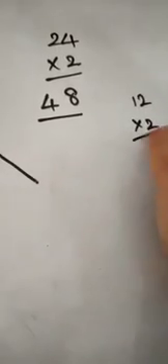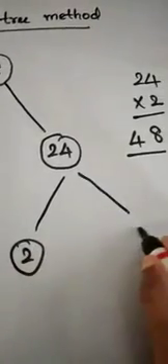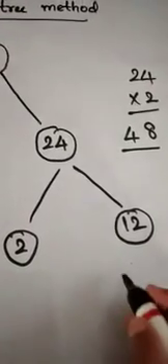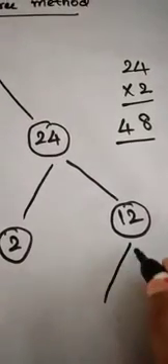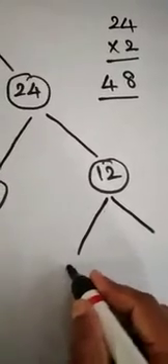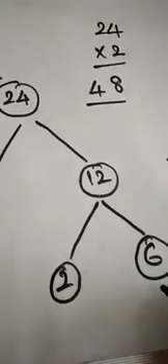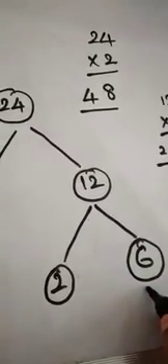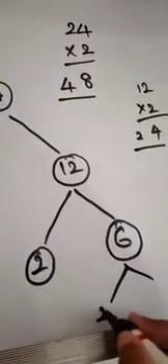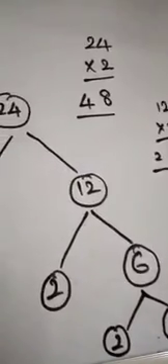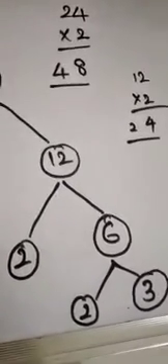12 2s are 24. See here, 2 2s are 4, 2 1s are 2, so 2 12s are 24. Next, 12: in which table? 2 6s are 12. Next, we have to check 6. 2 3s are 6.